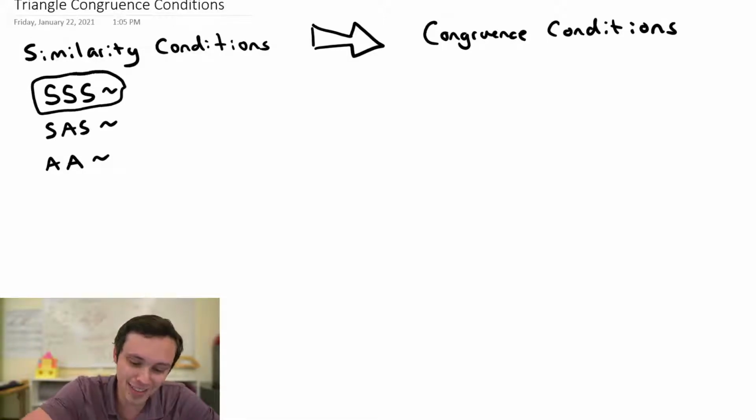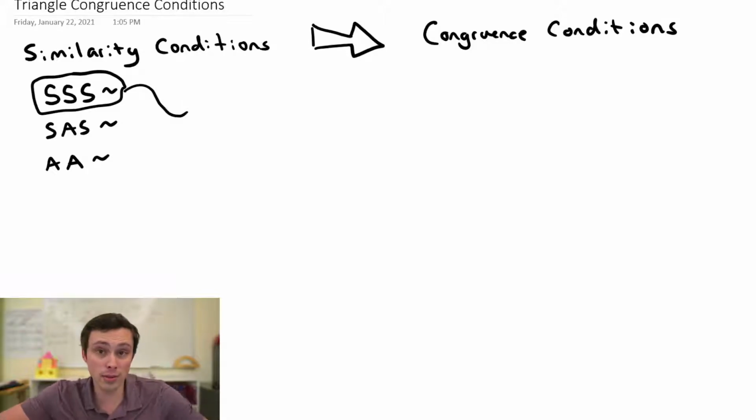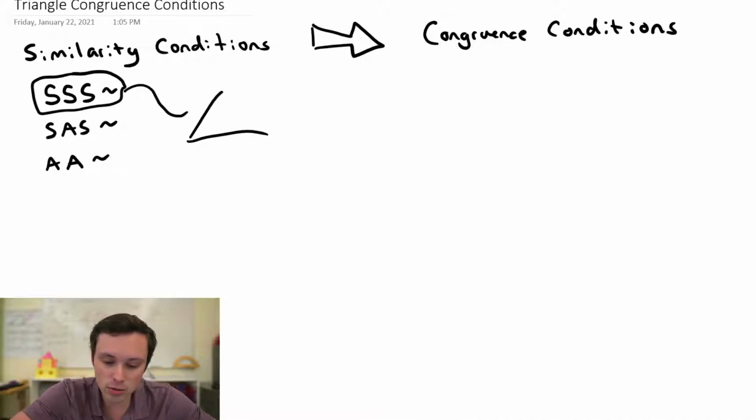All right, side, side, side. Let's remind ourselves what that is real quick. To prove that two shapes are similar using this, and these have to be triangles, you would have to have two triangles. You'd have to know all three of their side lengths. For example, maybe this is 2, maybe this is 3, maybe this is 4. And then we'd have another triangle.